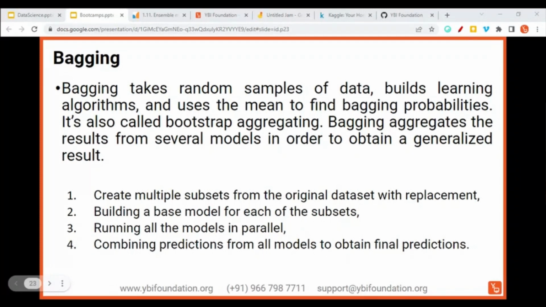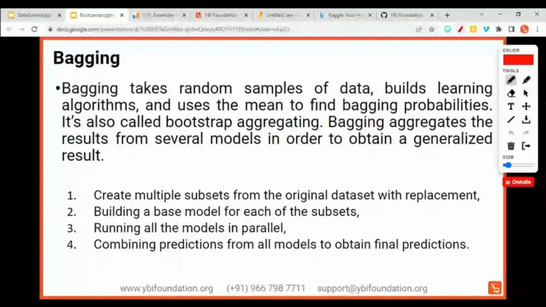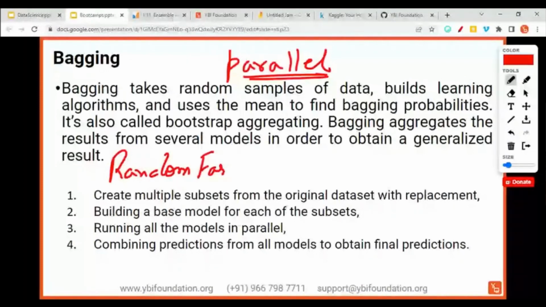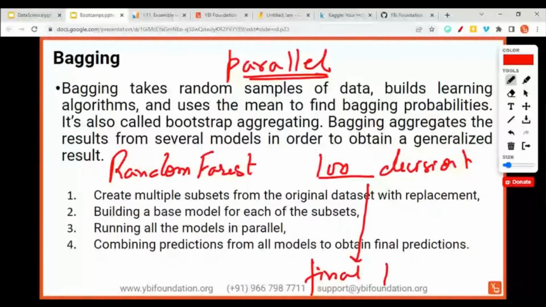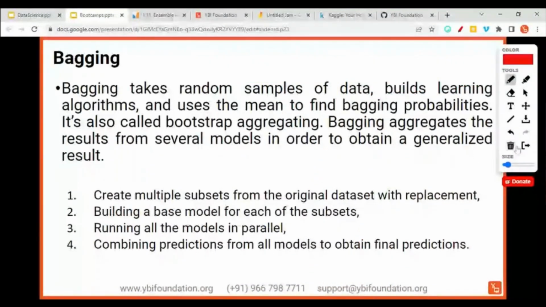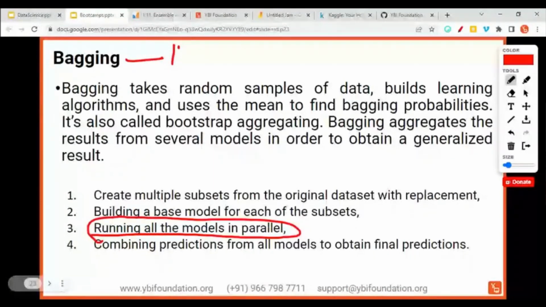Now what are these bagging and boosting models? Bagging means that you are using different models which are working in parallel. Say, for example, there is a model called random forest. This random forest model is using 100 different decision tree models, and then gives you the final output or final prediction. All of these models are in parallel. So this is called bagging. You are aggregating models, running all of them in parallel. When parallel, it is called a bagging model.